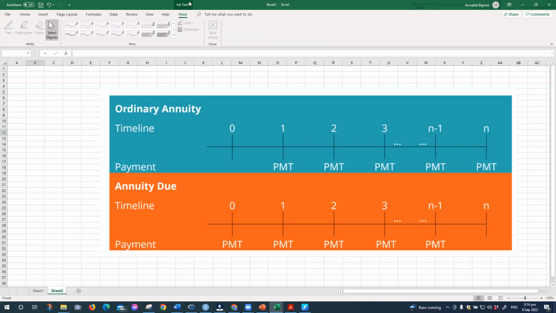So it doesn't work in Office 365. Okay, sayang. Anyway, ibig sabihin hindi ko magagamit.